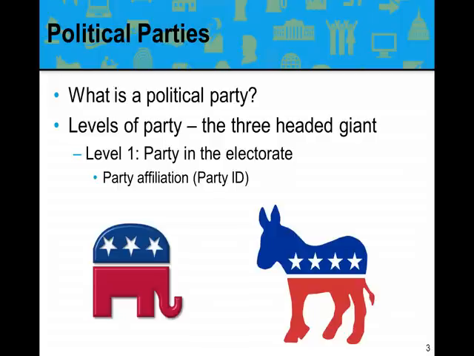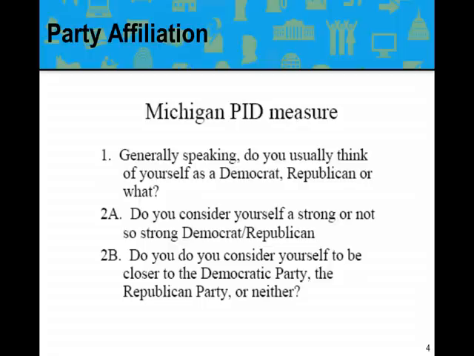And we measure party affiliation all the time. One of the leading organizations that gather data and do a lot of polling is the Michigan PID measure, the party ID measure. This is an ongoing survey that's asked pretty regularly, and they will ask the person, do you usually think of yourself as a Democrat, Republican, or what? And then they'll ask a more specific question, do you consider yourself a strong or not so strong Democrat or Republican? And then they'll ask whether or not you feel like you're leaning toward one or the other. Do you consider yourself to be closer to the Democratic Party or the Republican, or neither?